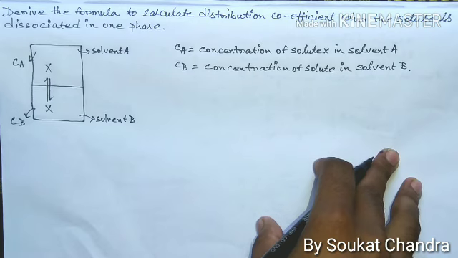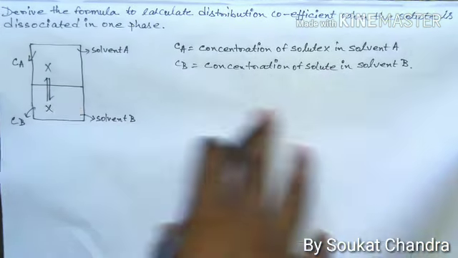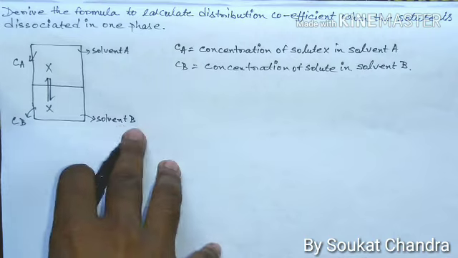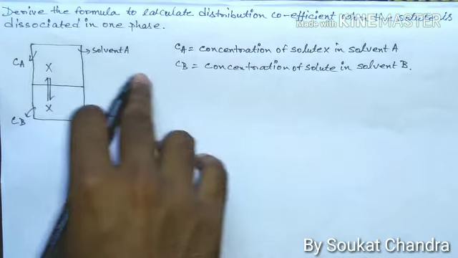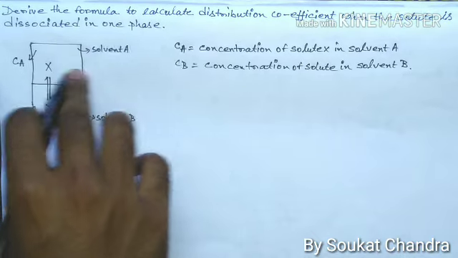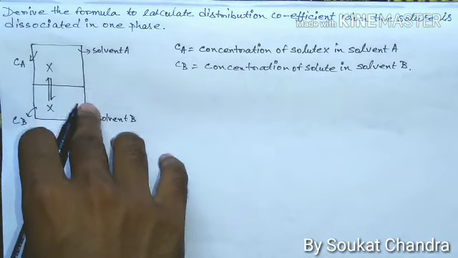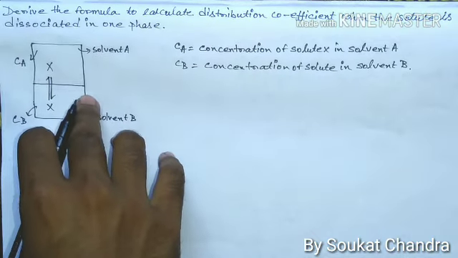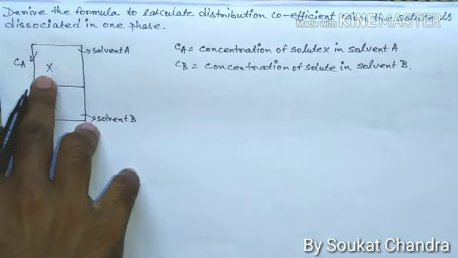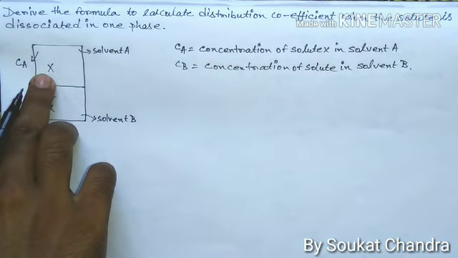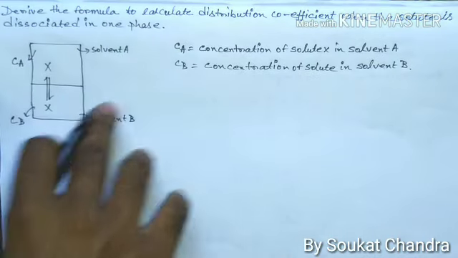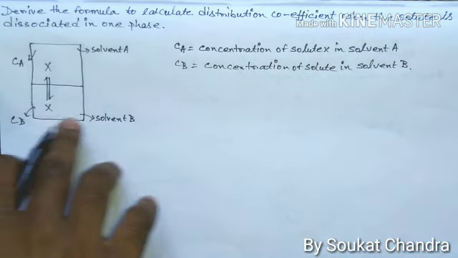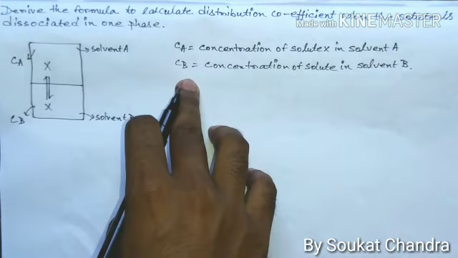So according to the definition, what happens? The solvent A and solvent B are immiscible with each other, but when we add a solute X, it is distributed in both of them to become saturated. And after the saturation, the concentration of X in solvent A is Ca, and the concentration of X in solvent B is Cb.